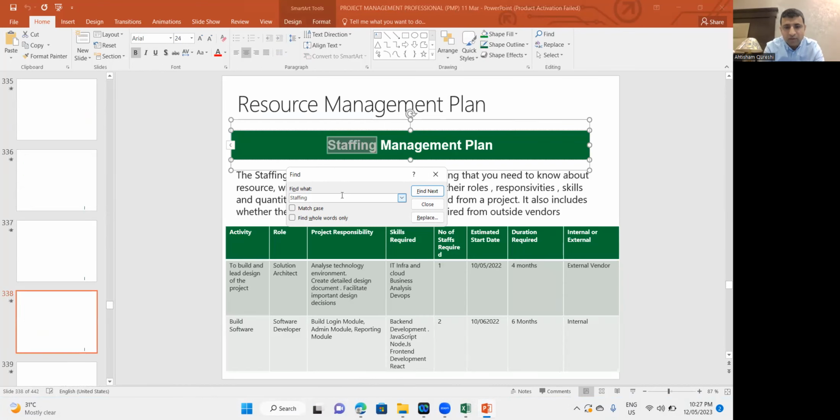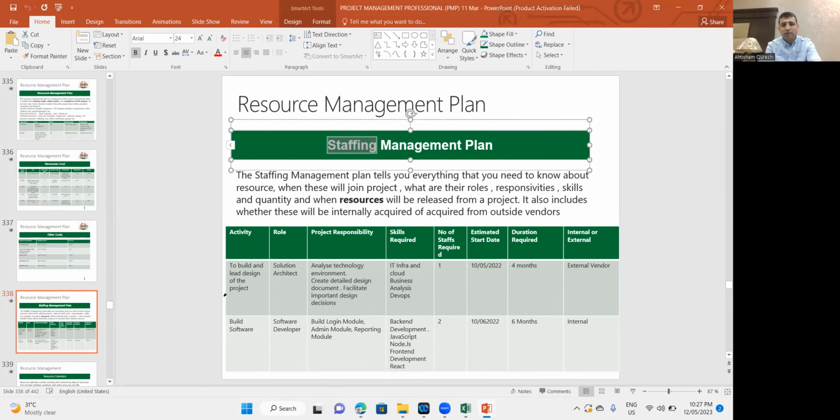Staffing management plan. Wow, we are here at staffing management plan. Okay. So the staffing management plan tells you what kind of activity is required on the project, what kind of skill you will need, how many staff you will need, and approximately for how much duration. And where you will find them, from where you will onboard them, externally or internally from the organization, right? So the kind of job description, the skill set, the quantity of people, when you need them, what the start date is, and how much duration you need them.